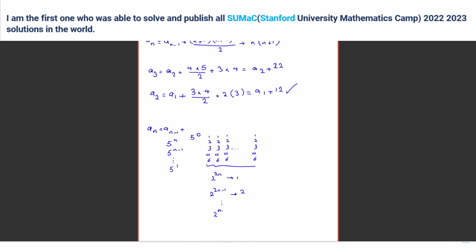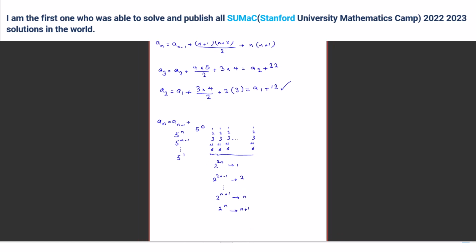2 to the n plus 1 we have, and 2 to the n. If we have 2 to the n, the power of 3 can be from 0 to n, so n plus 1. And this one is n, right? Yeah. 2 to the n plus 1, okay.